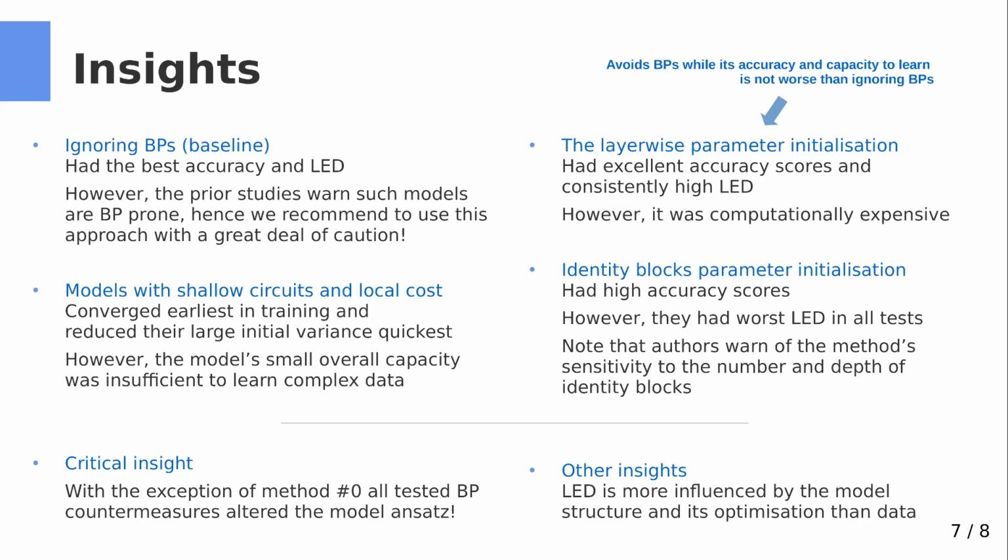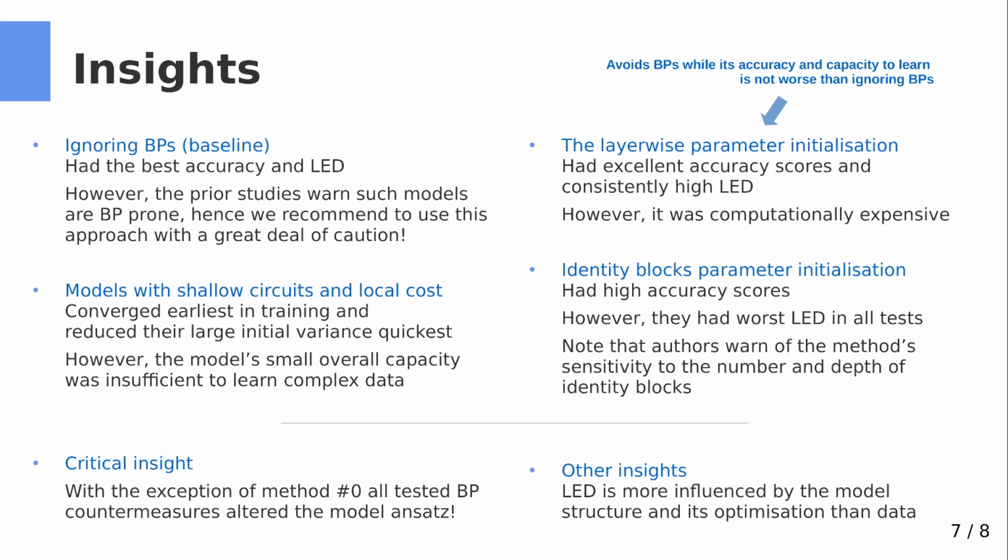When it comes to individual countermeasures, ignoring barren plateaus, our baseline approach had the best accuracy and the best local effective dimension. However, prior work warned that such models are BP prone, so we recommend using this approach with a great deal of caution. Models with shallow circuits and local costs converge quickly in training, and they reduce the large initial variance very quickly. The models, however, do not have enough capacity to learn complex data, so they perform poorly.